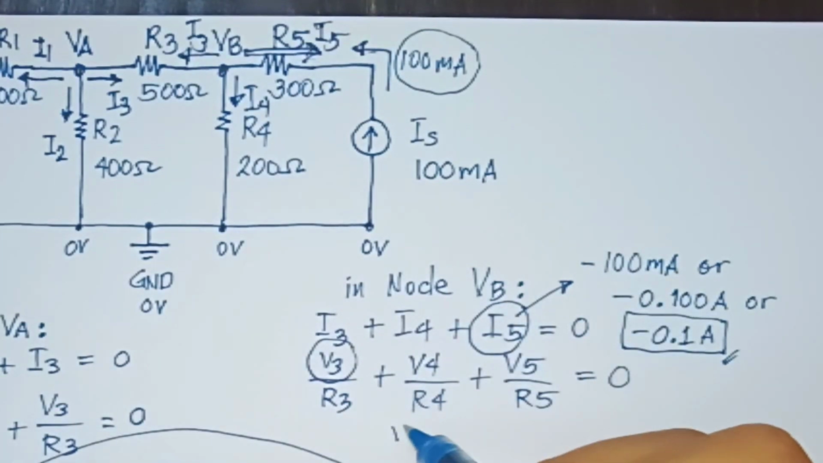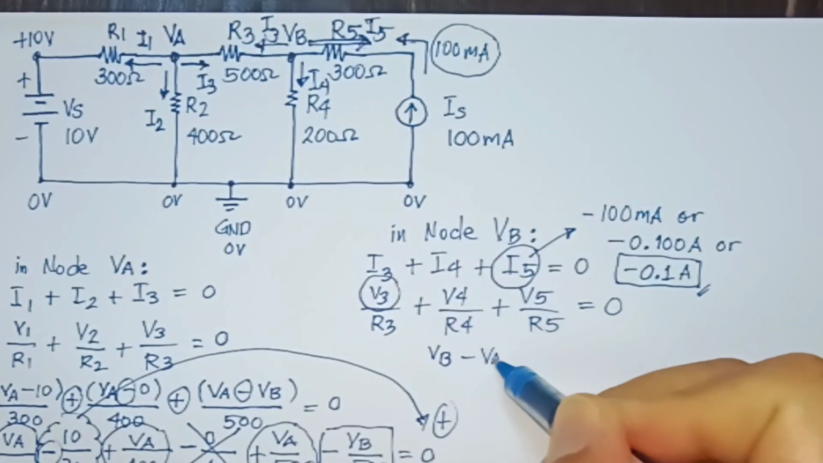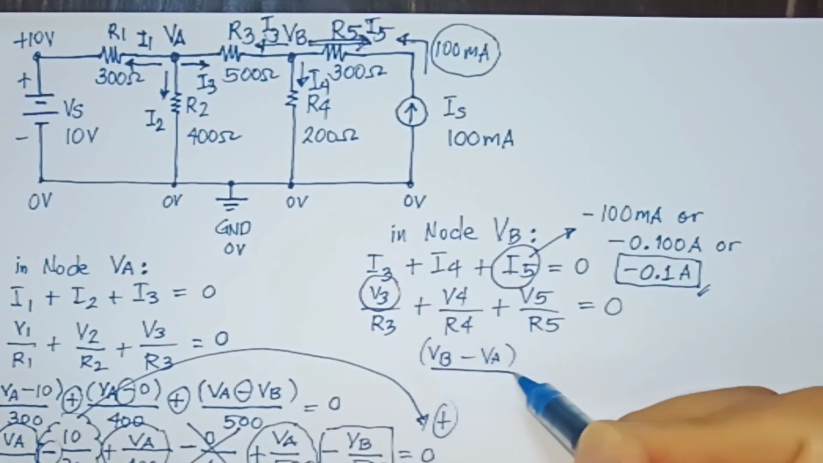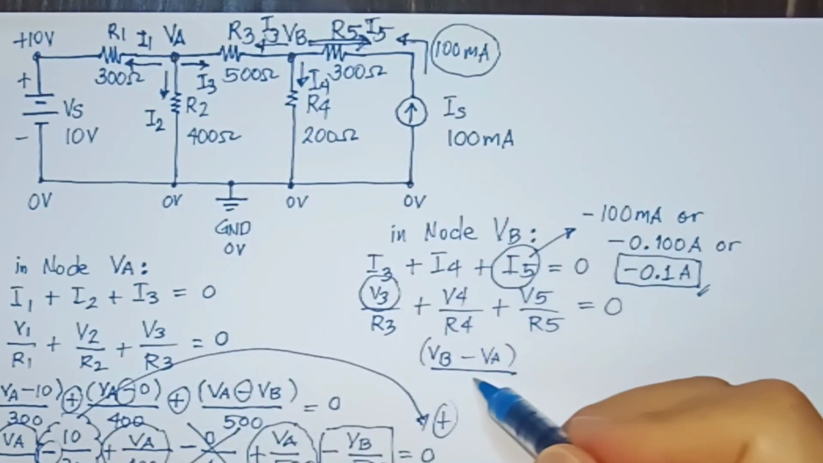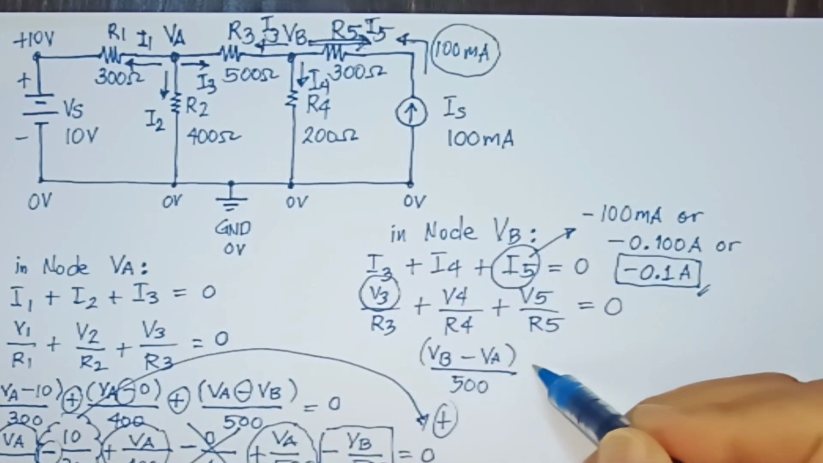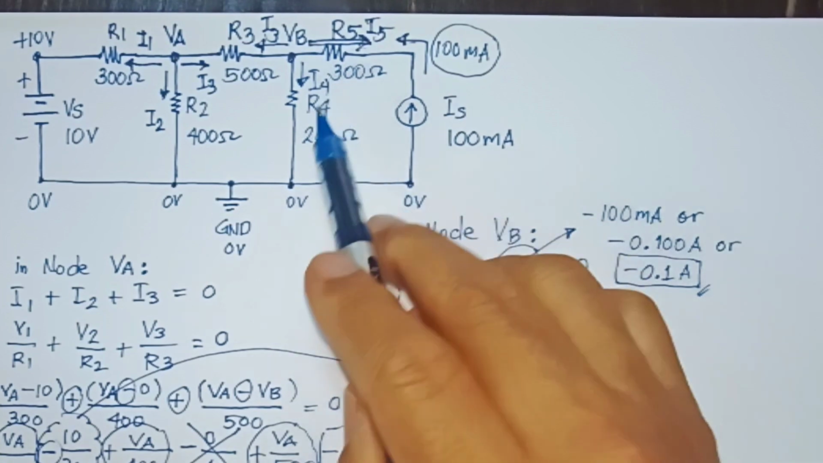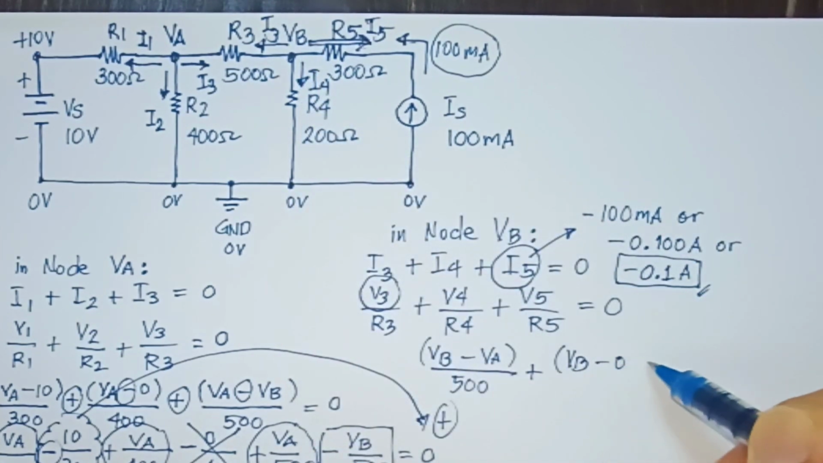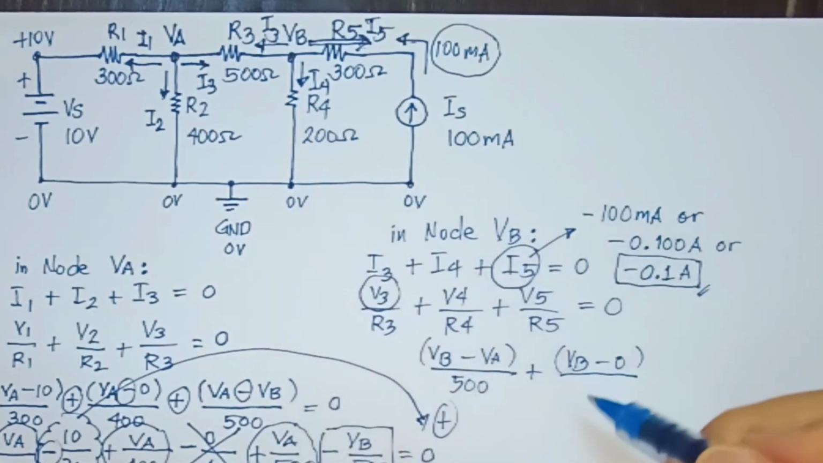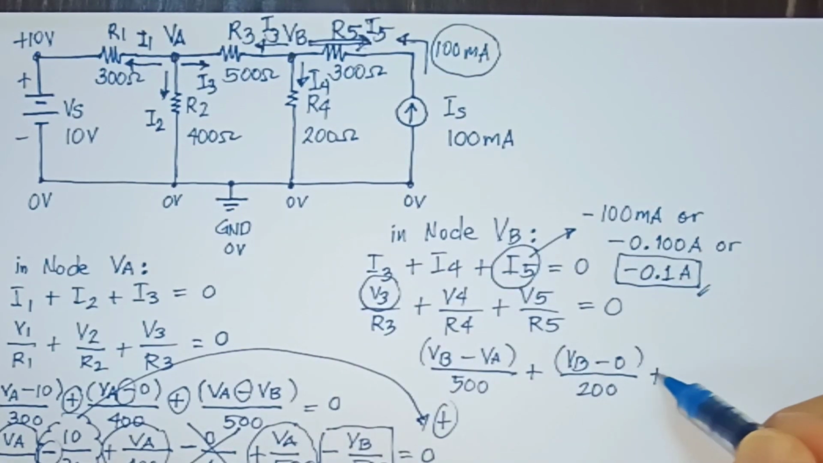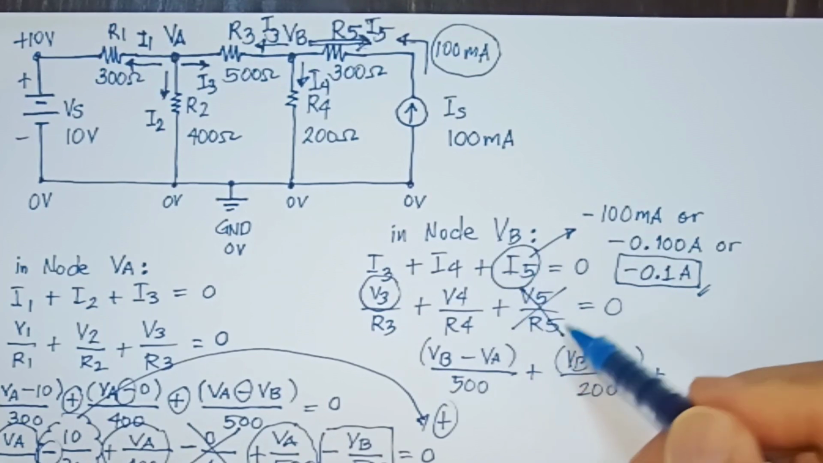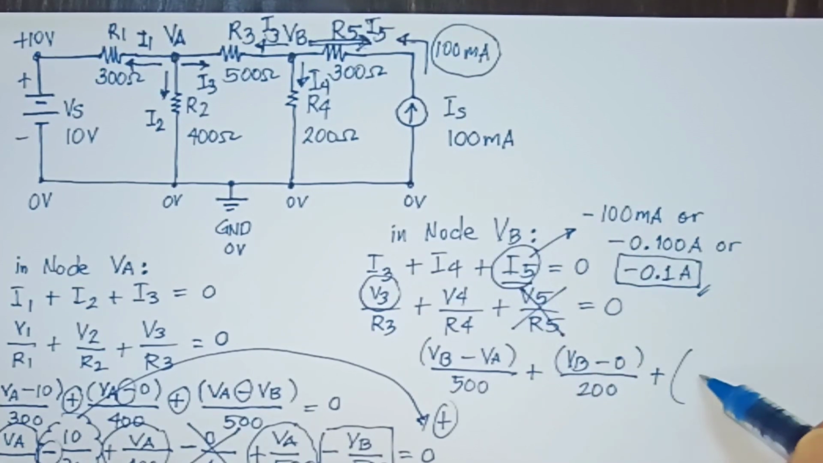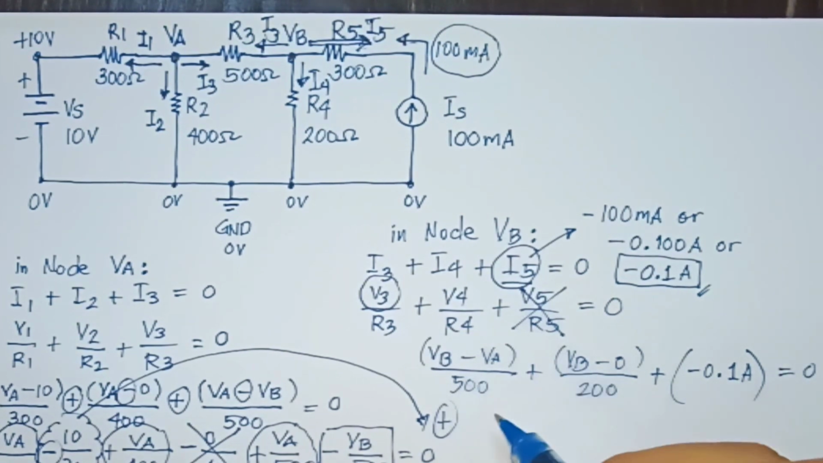Now, what is V3 by Ohm's law or by KVL? That would be VB minus VA following the current direction, and that will be over 500 ohms, plus V4 will be VB minus 0, just like what we did before, VB minus 0 over 200 ohms. And the last one, we will just copy our answer plus negative 0.1 ampere, because we don't need to get the Ohm's law of this since we already know the current for IS.